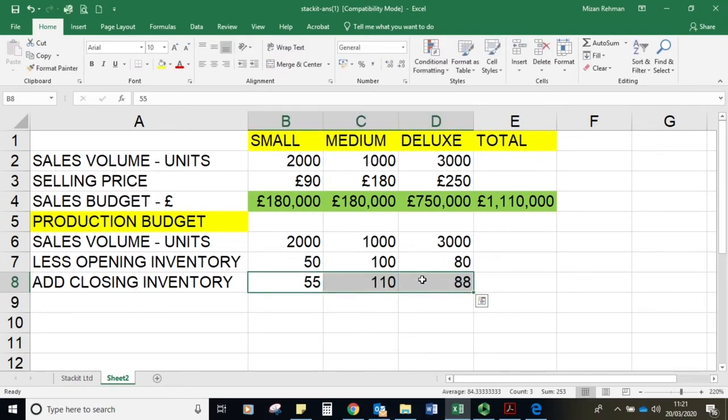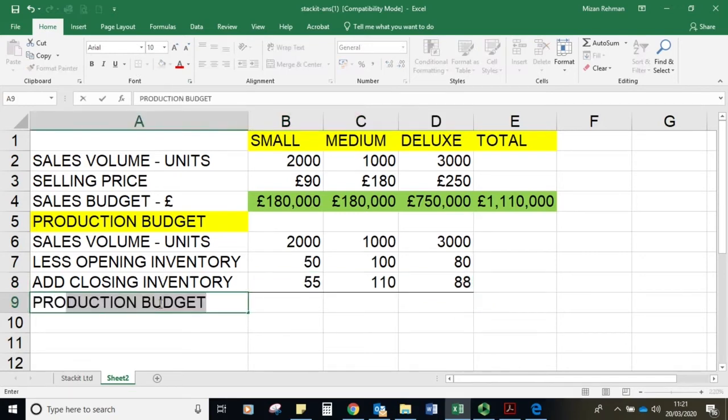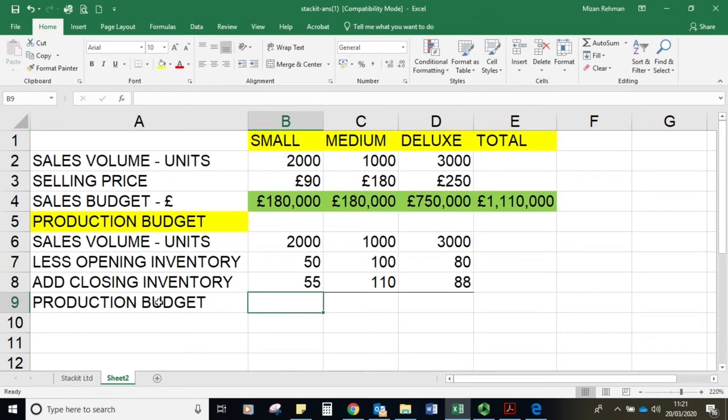So if you do the maths now, we can find out how many units we need to produce. So production budget: production demand minus opening plus closing. And there we go, we have our production budget.